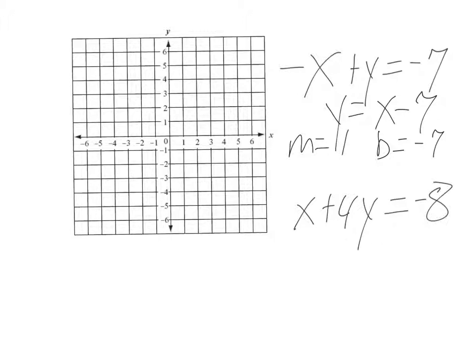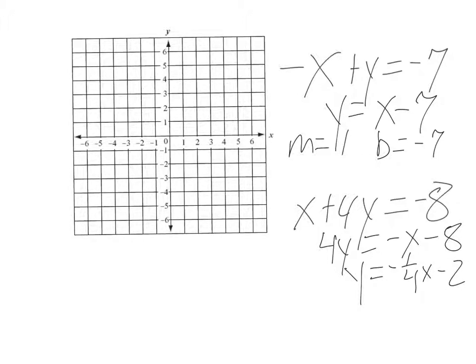Then on our second one, x plus 4y equals negative 8. Okay, so we're going to do 4y equals negative x minus 8, and divide by 4. So we're going to have negative 1/4 x minus 2. So our slope on this line is going to be negative 1/4, and our y-intercept is going to be negative 2. Okay, so let's go put these in.